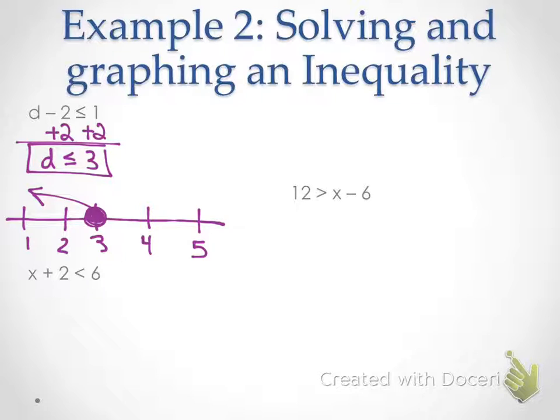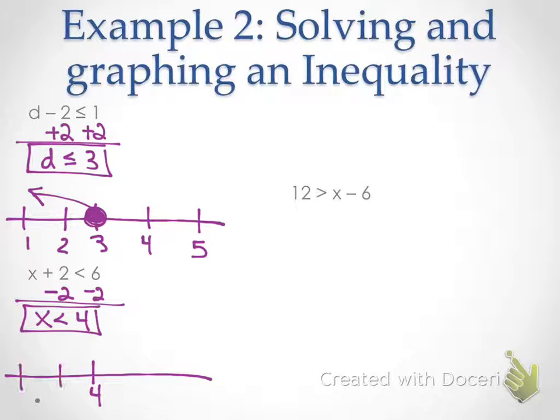What do I do on the bottom left inequality to solve? Subtract 2. Somebody tell me the whole answer. What's going to be my solution? X is less than 6. X is less than 4. X is less than 4. Open or closed dot on the 4? Open. Arrow going left or right? Okay. Are you guys kind of falling into that rhythm of graphing these?